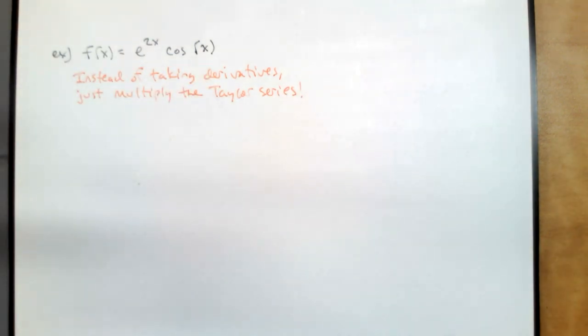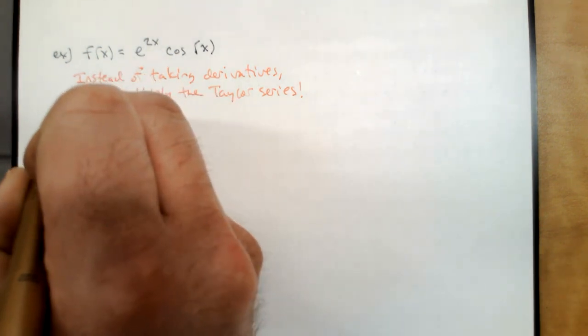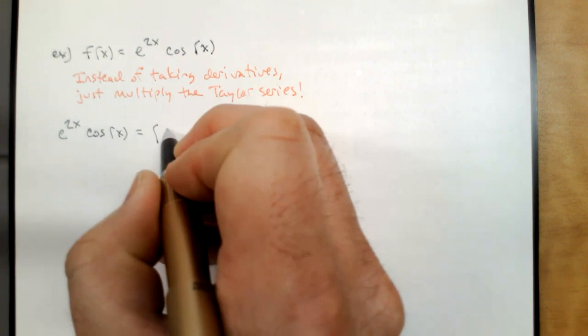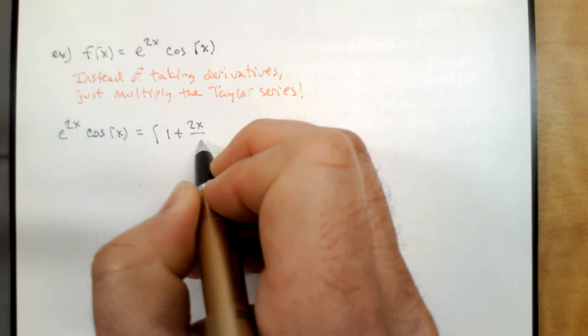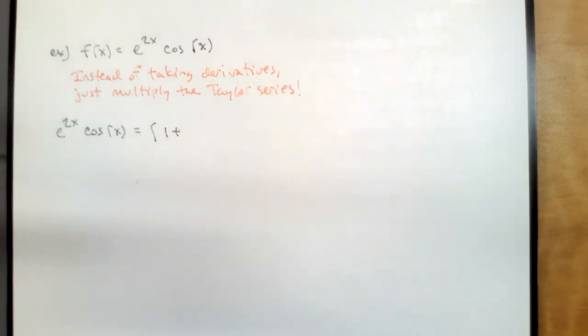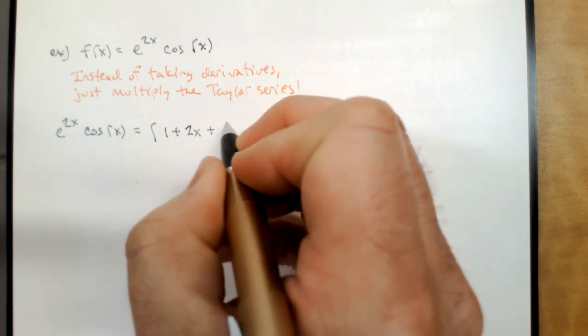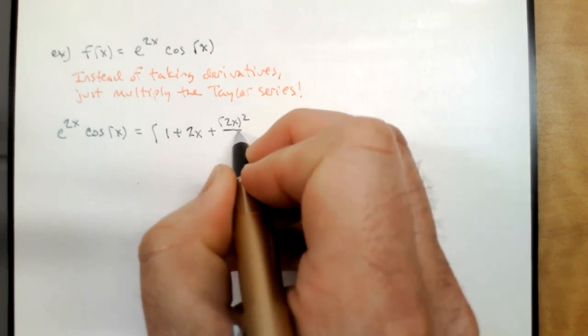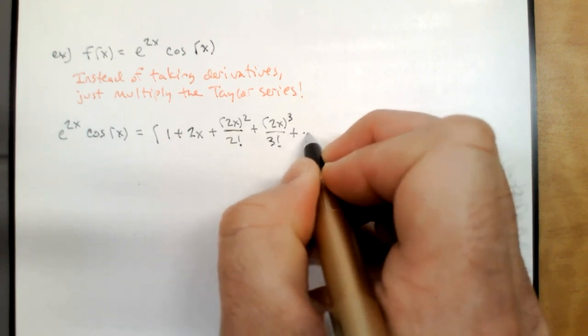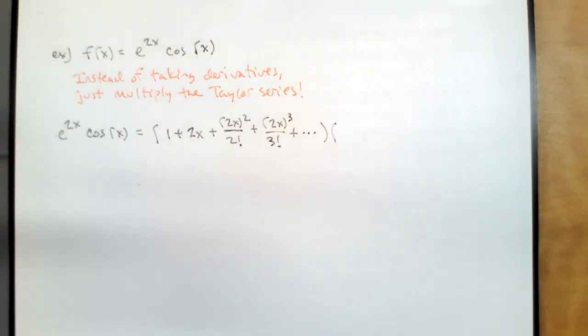instead of taking derivatives, we're just going to multiply the Taylor series to get the Taylor series for this product function. So I'm going to write the series for e to the 2x, where I just write the series for e to the x with the 2x plugged in. And I'll multiply this by the series for cosine x.